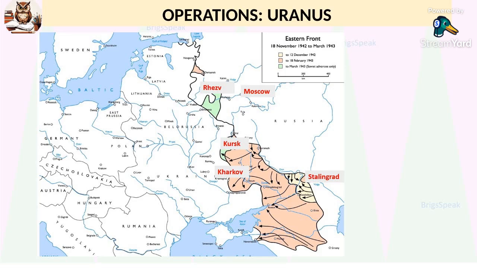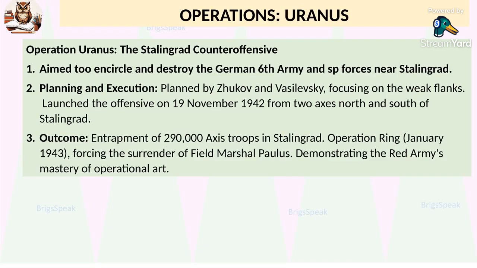Operation Uranus was launched on November 19, 1942, aimed at encircling and destroying the German Sixth Army near Stalingrad. For that, after meticulous planning by Generals Zhukov and Vasilevsky, the offensive targeted the weak flanks of the German forces, defended by untrained Romanian units. Over a million Soviet troops, supported by 1,460 tanks and 15,300 artillery pieces, executed a dual pincer movement from the north and south. Within days, they encircled 290,000 Axis troops in Stalingrad.